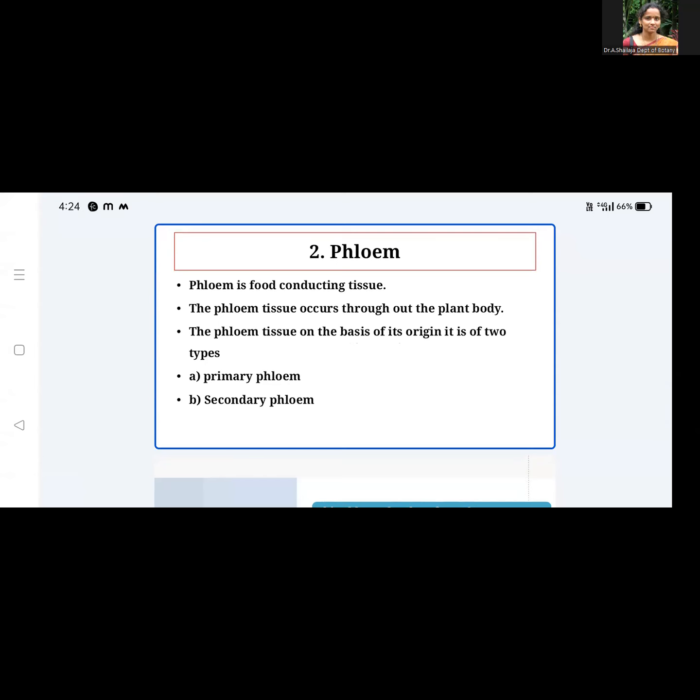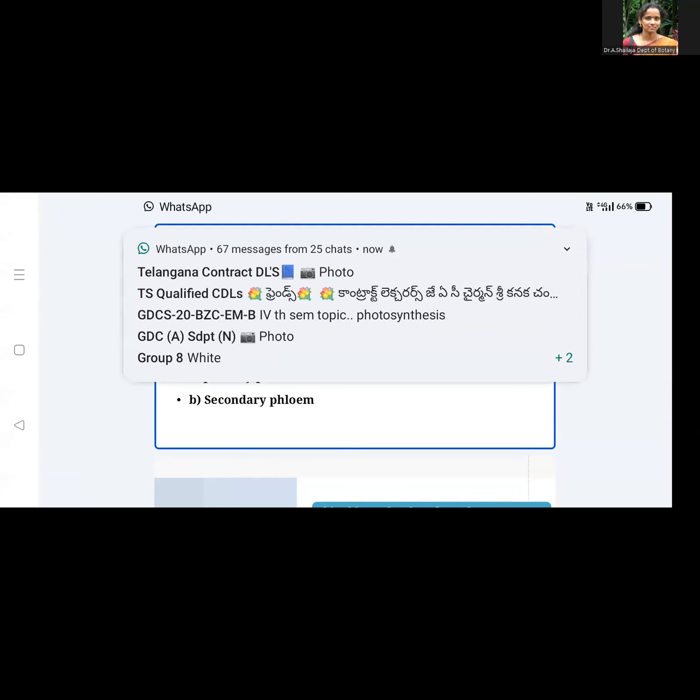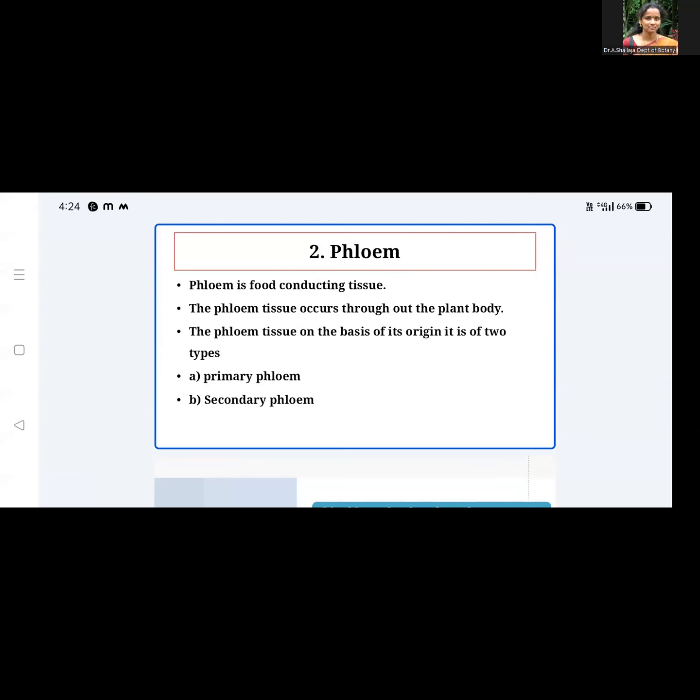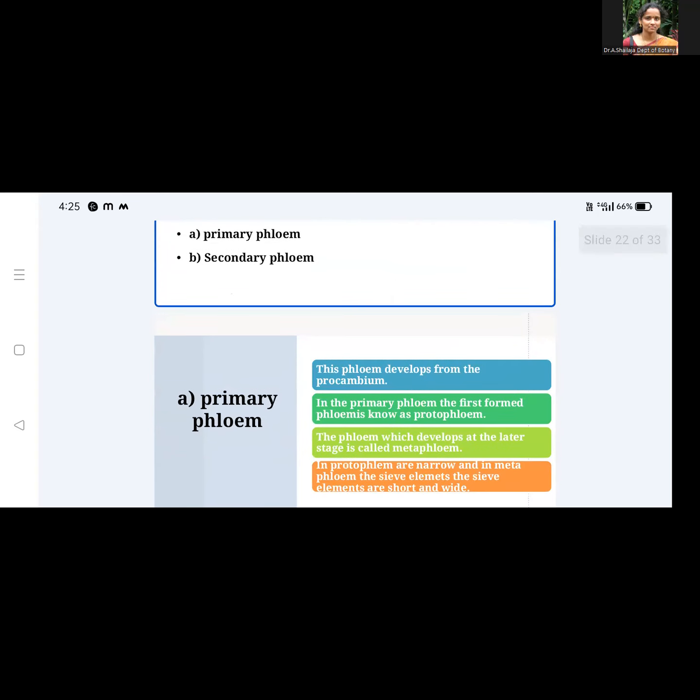Next, phloem. The phloem tissue occurs throughout the plant body. Based on its origin, it is of two types: primary phloem and secondary phloem. The xylem also can be divided based on its origin into two types, primary xylem and secondary xylem. So this phloem is also the same.